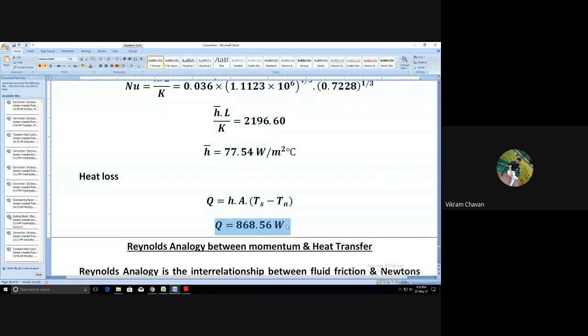75.88 is correct. If I change this to 75, then what will be the Q? What will be the Q value? Please let me know the Q also.